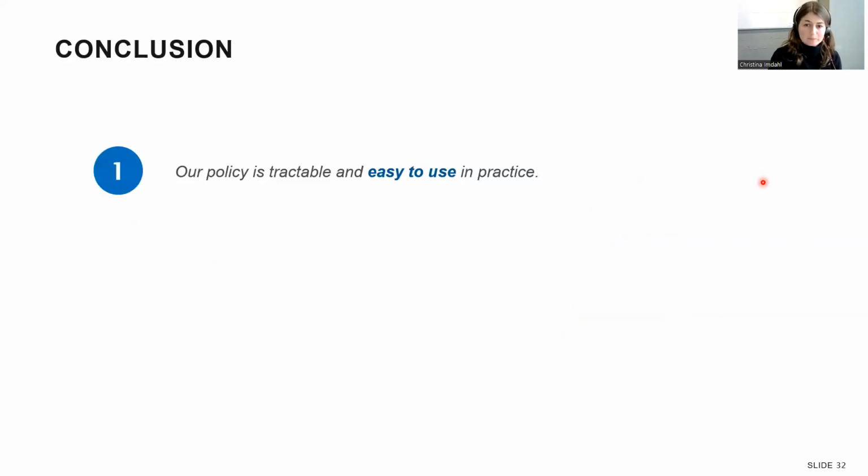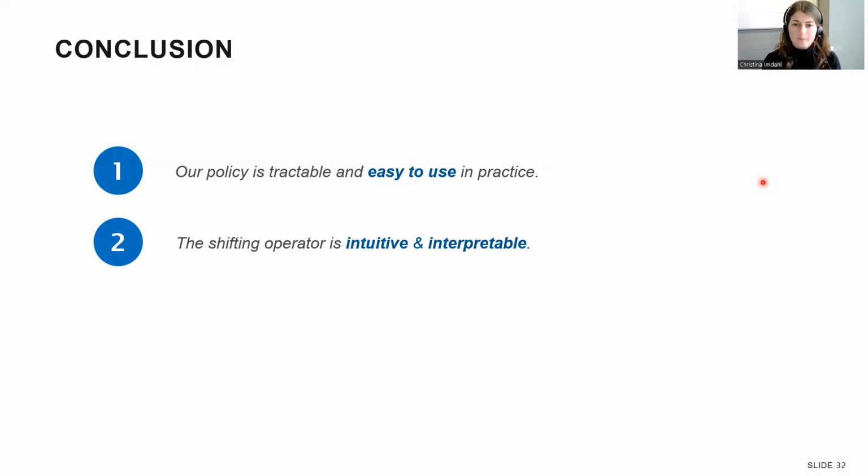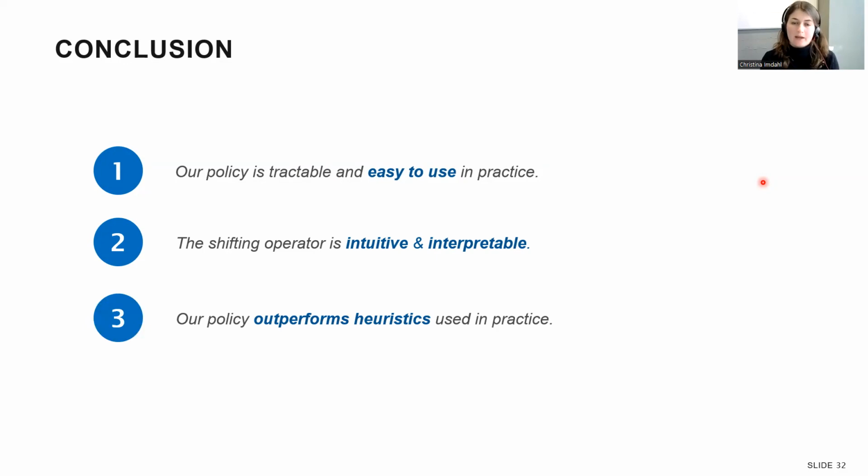So in summary, the policy that we obtained with robust optimization is tractable and also easy to use in practice. The shifting operator is intuitive and gives you a way to interpret when and why you are advancing orders. And the policy actually outperforms heuristics that are used in practice by now.